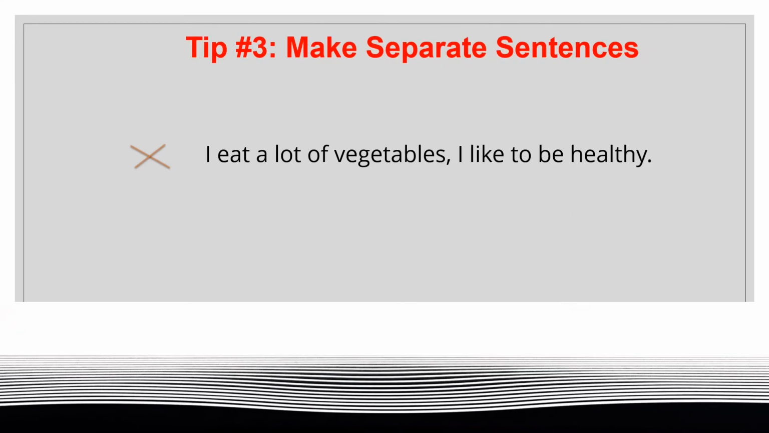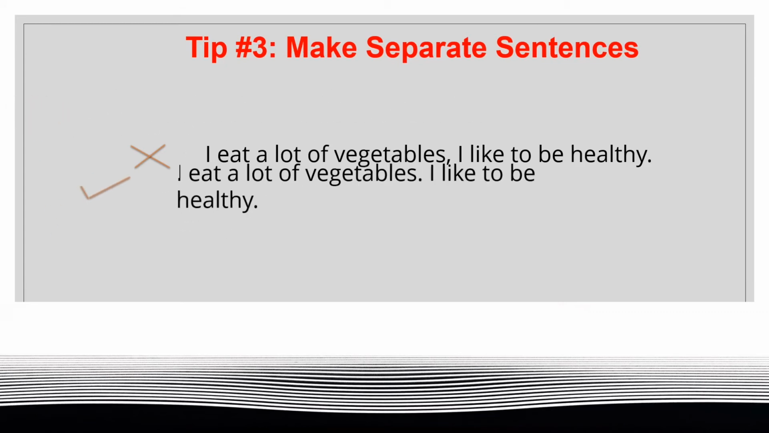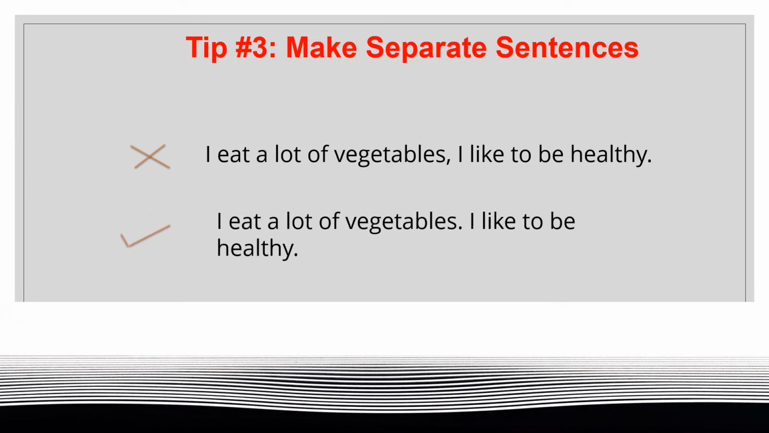The third tip is to make separate sentences. If adding a conjunction doesn't seem to work and using a semicolon feels too stuffy, you can fix a comma splice by simply making each independent clause a separate sentence. Like this. I eat a lot of vegetables. I like to be healthy.